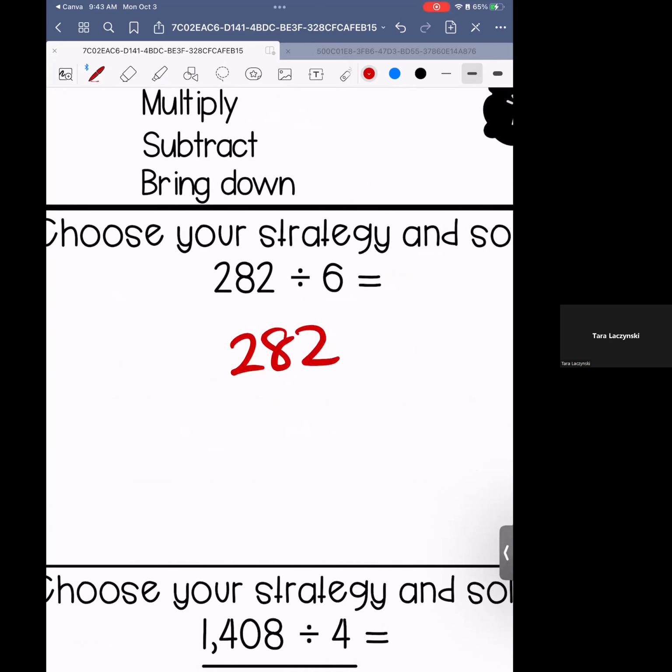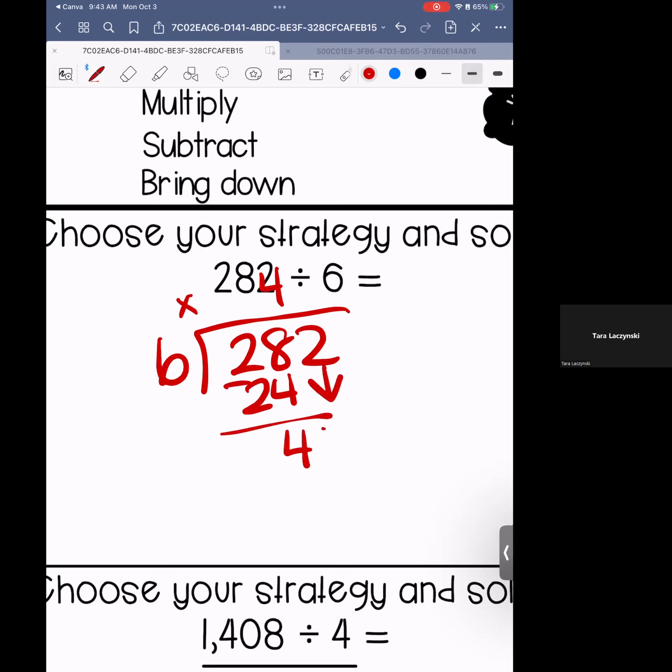282 divided by 6. 6 does not divide into 2, but it divides into 28 4 times, which gives us 24. 28 take away 24 is 4. Bring down your 2. 6 goes into 42 7 times, because 7 times 6 is 42. There is no remainder. Final answer, 47.